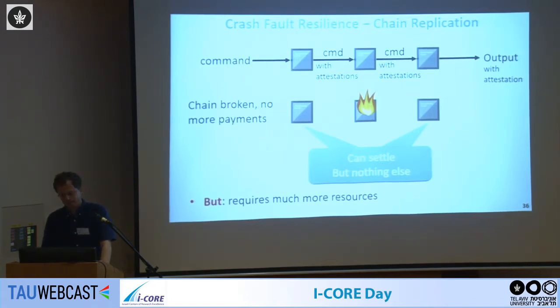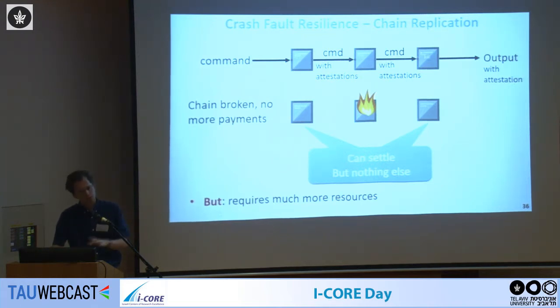So here, I'm actually not going to make it for the chain part of the talk, but this is another kind of chains we're using, which is chains for replication and storage of state. So we're using 3 separate SGXs. The command comes into the first SGX, which together with the attestations sends it to the next one, and the last one sends out the output.